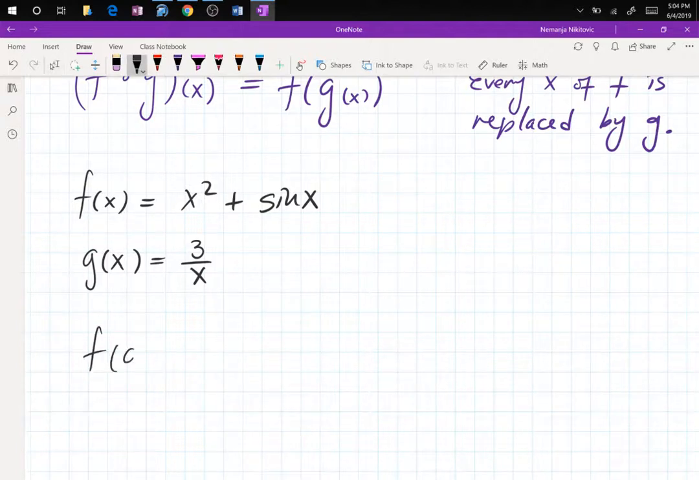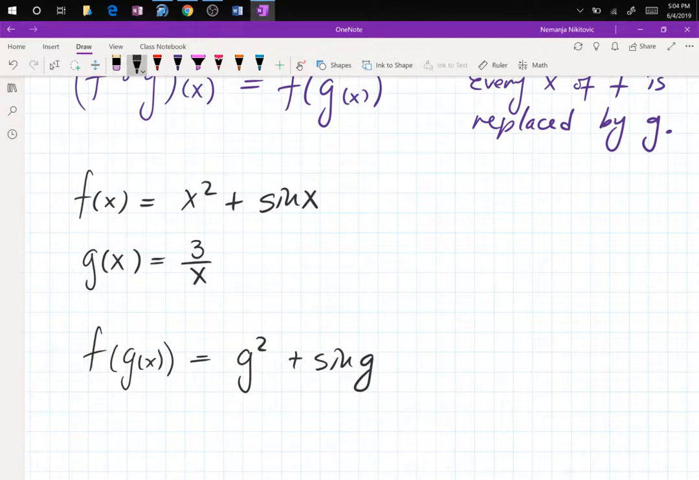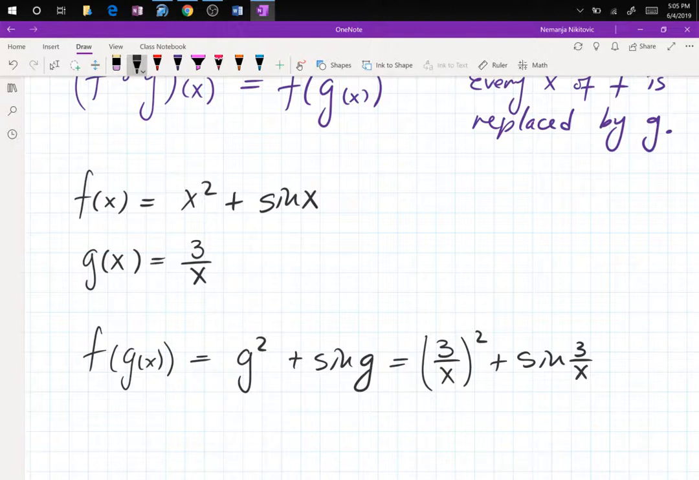So f of g of x will tell us to take f and replace every x with g. So it would be g squared plus sine of g. Now g is 3 over x, and that's going to be squared, plus sine of 3 over x. And what we have at the end over here is what we call function composition. Goal for today is to take the derivative of something like that.